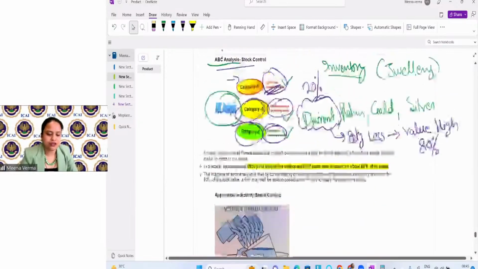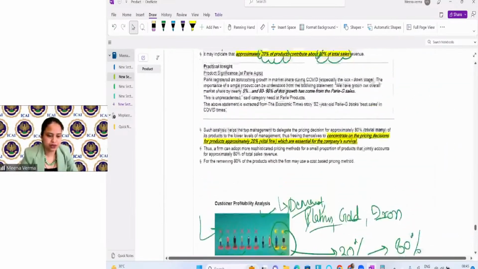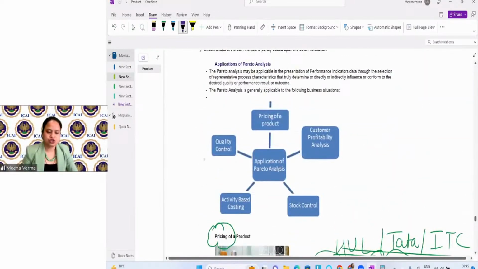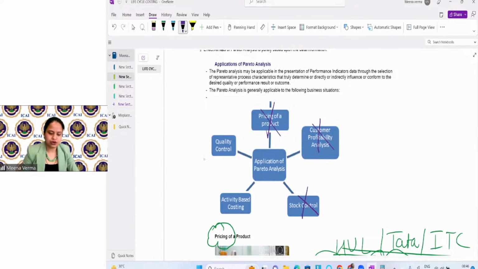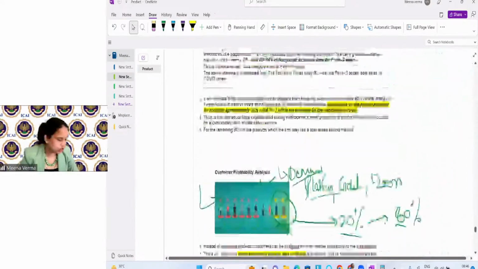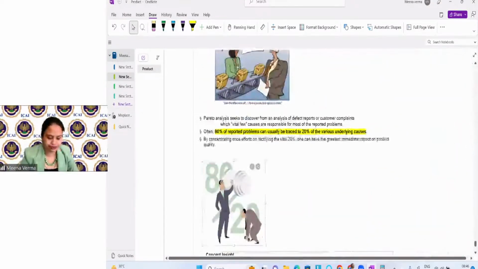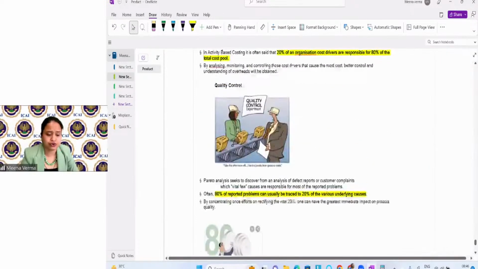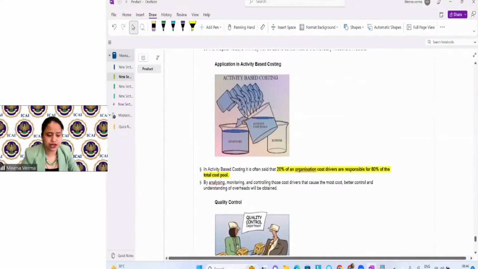Next is what? Activity based costing. Okay, give me 1 minute. So we have discussed this point, and this point, and this point. Now let's consider activity-based costing. We use activity-based costing for the cost of the inventory. Where you want to find out the cost of the inventory, we use activity-based costing.